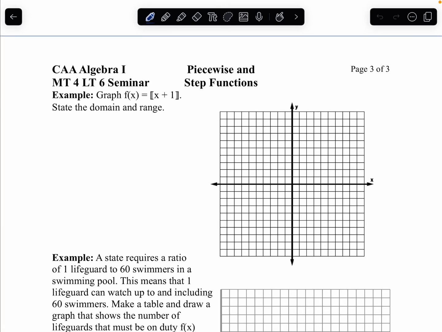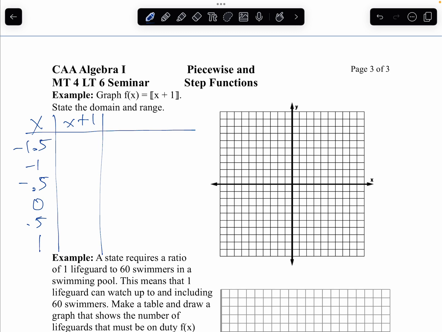a table for this greatest integer. And since we want to see what an integer does, let's put some decimals in here, because otherwise you might not see how it works out. So what I'm going to do here is go negative 1.5, negative 1, negative 0.5, 0, 0.5, and 1. Then let's just do the x plus 1 for now, because it's kind of confusing with all these steps. And then we'll do the greatest integer of x plus 1.